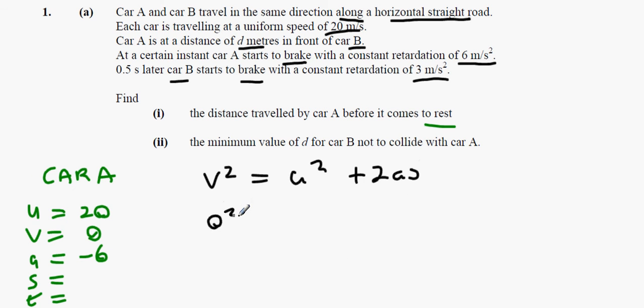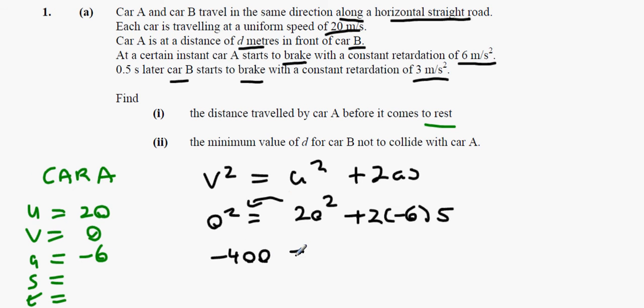So v squared is u squared plus 2as. 0 squared equals 20 squared plus 2as, which is going to be minus 12 times s, that is, plus 2 multiplied by minus 6 multiplied by s. Bring the 20 squared over, you get minus 400 equals minus 12s. The distance covered is going to be 400 divided by 12, which gets you 100 over 3 meters. Okay, so 100 over 3 meters.